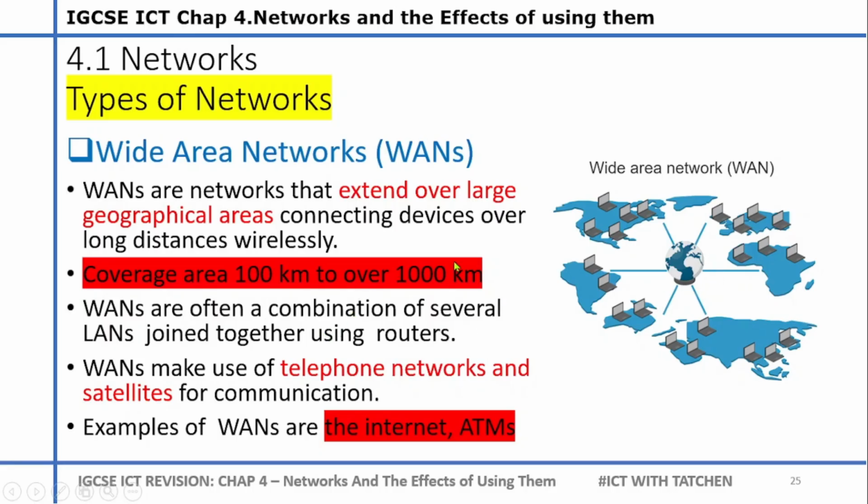So in most cases, wide area networks are a combination of different networks. For instance, in a country, different towns will have their small local area networks, and these small networks now join together to form one. Wide area networks make use of telephone networks and satellites for communication. That is what gives them their large coverage area. So they can cover up to 100 kilometers and even over 1000 kilometers. Examples of wide area networks are the internet. So what we call the internet is actually a wide area network.